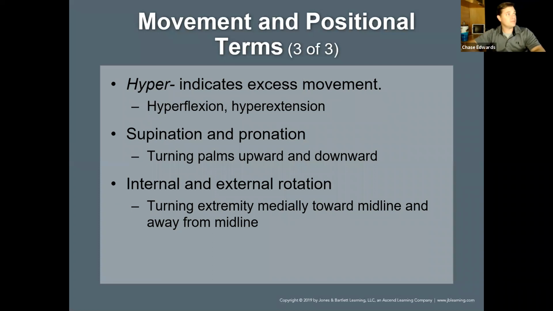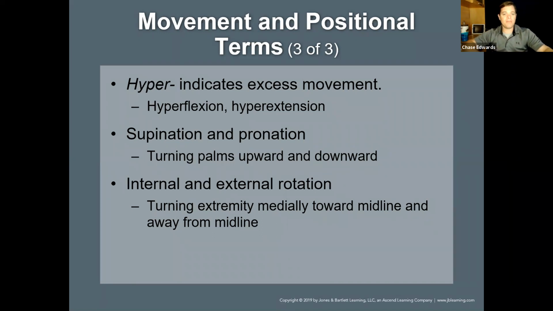All right, so movement and positional terms continued. Hyper indicates a mechanism of injury, excess movement. So like hyperextension, hyperflexion. Hyperflexion refers to a body part that is flexed beyond its normal range of motion. Hyperextension refers to extension of a body part beyond its normal range. So if you had this like this and I were able to make it go further, it'd be hyperextension, right? Okay.